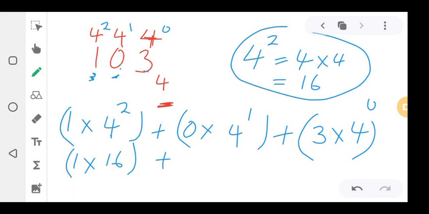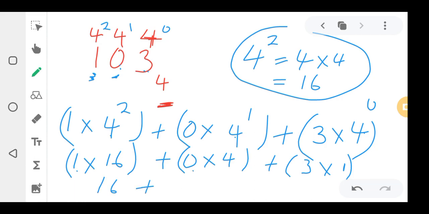plus 0 times any number to the power 1 is itself. So here it is 4. 4 to the power 1 is 4. Plus 3 times any number to the power 0. 4 to the power 0 is 1 here. And then you multiply 1 times 16, 16 plus. Any number times 0, 0 times 4, it is 0 plus. 3 times 1 is 3.